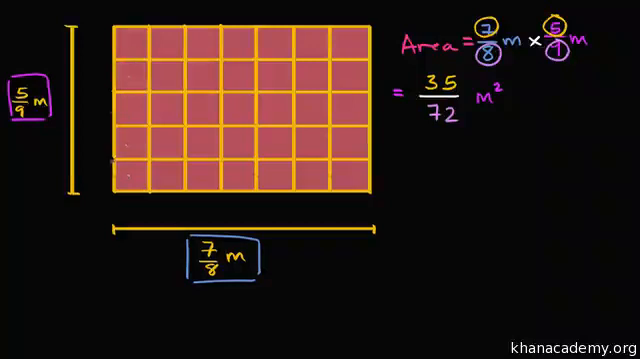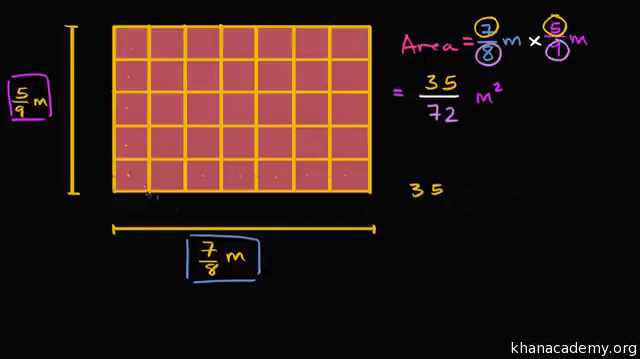So you can see we have 5 times 7 of these rectangles. So we have 35 rectangles. And what's the area of each of those rectangles?